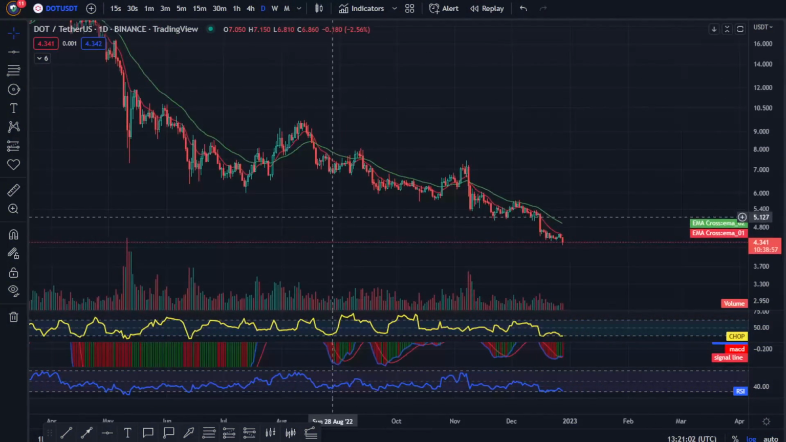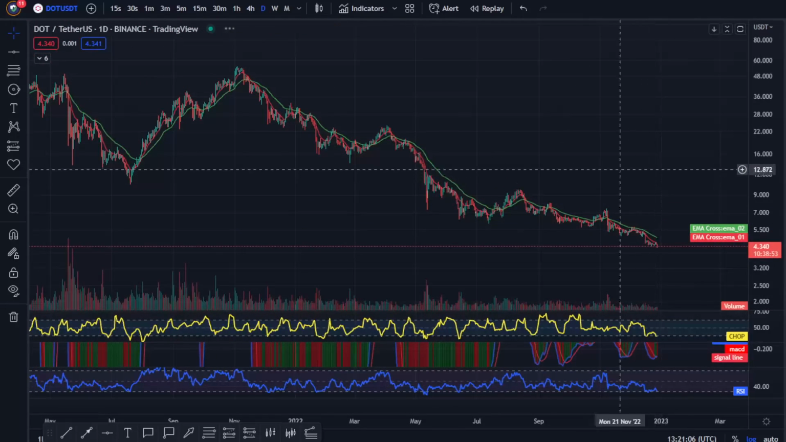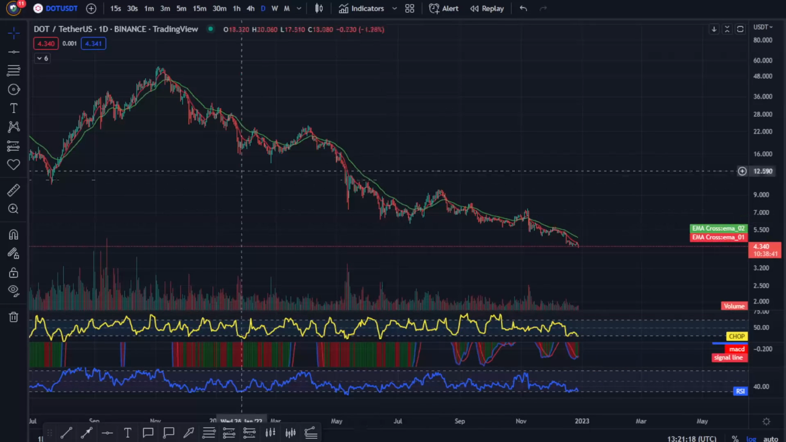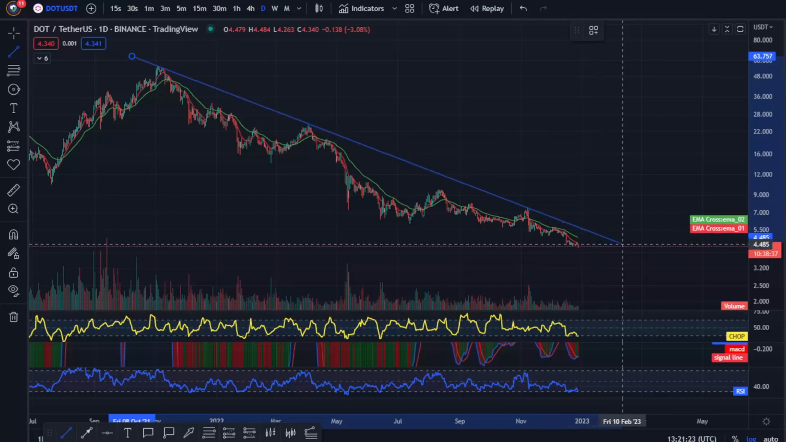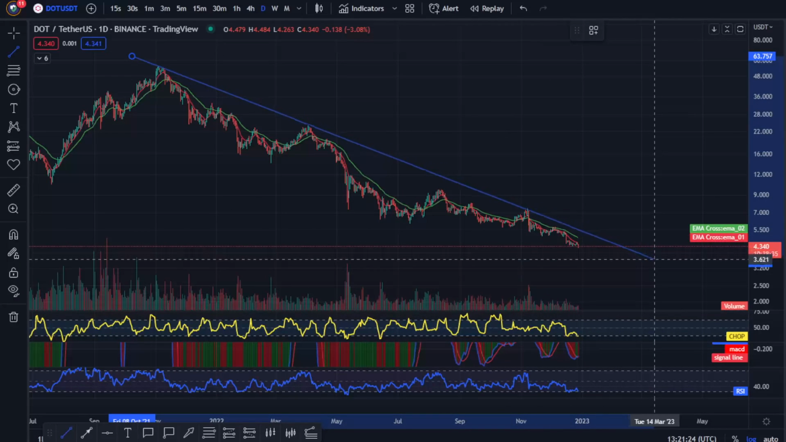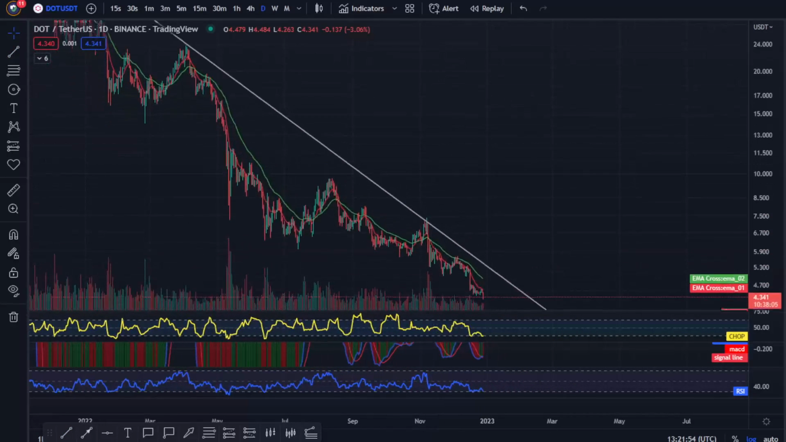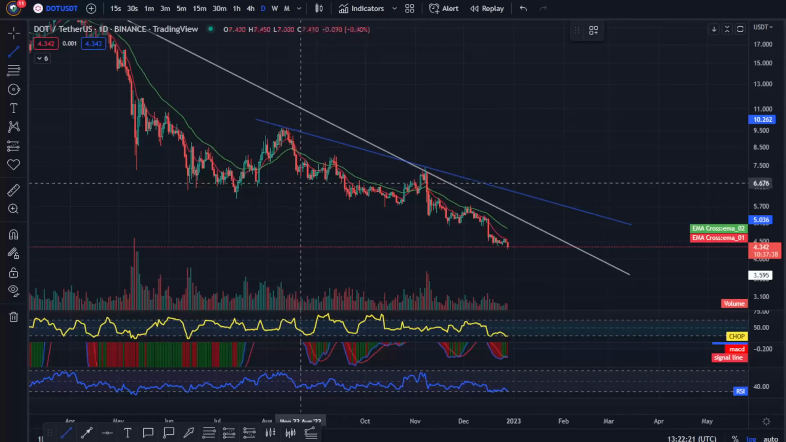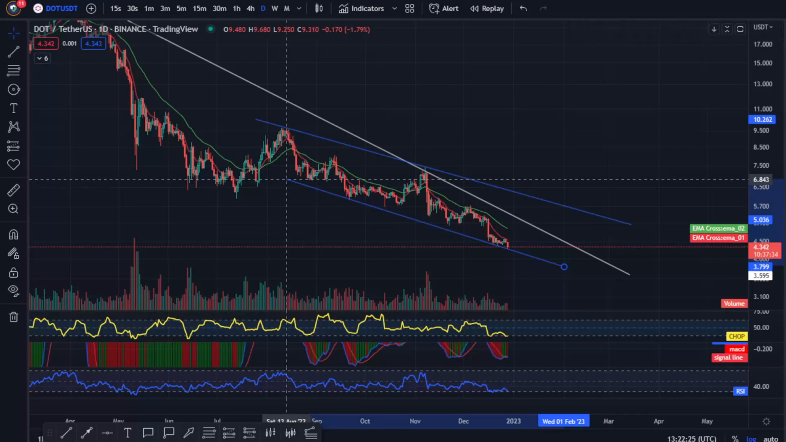Last in today's chart we have DOT in a pair to USDT on a one-day interval. We will start by identifying, with the help of the white trend line, which the price must overcome in order for the price to continue to rise. Then, using the blue lines, we can determine the downtrend channel in which the DOT price is currently moving.